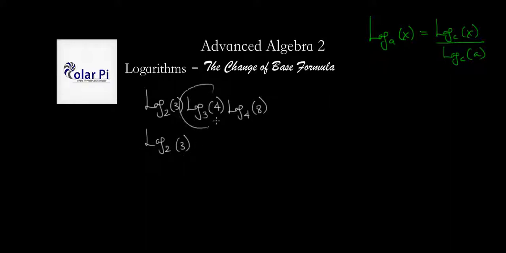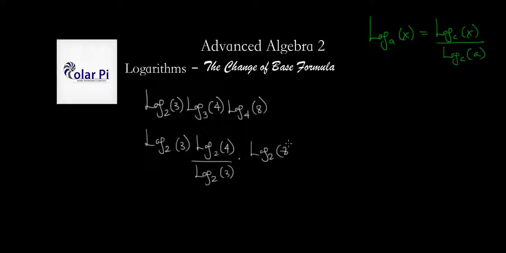So we write that. And then this here, by the change of base formula, is log base 2 of 4 divided by log base 2 of 3, right? And then this here, by the change of base formula, and obviously we want to go to base 2 again, is log base 2 of 8 divided by log base 2 of 4. Okay, cool. We know that log base 2 of 4 is 2, but we don't even need to know it because we can cancel here and here.